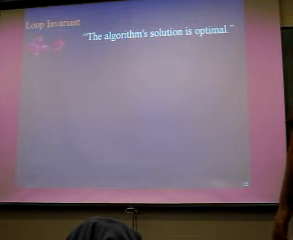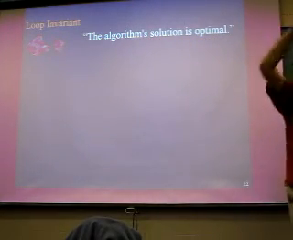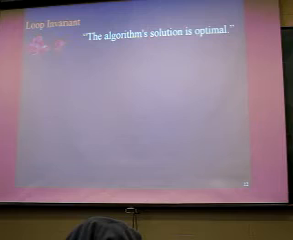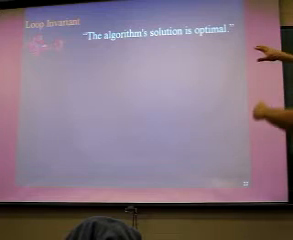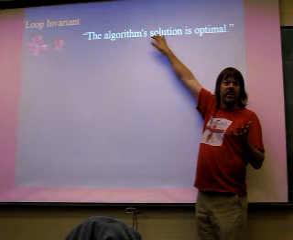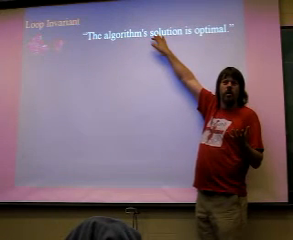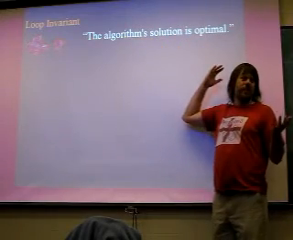So here's one possible loop invariant. The algorithm solution is optimal, right? We've grabbed the first quarter. Is this a good loop invariant? Not optimal for the... What is a solution? A solution is something that adds up to 92 cents, right? Do we have a solution? No, we have a quarter. So we don't have a solution yet. So this is a completely meaningless statement, right?